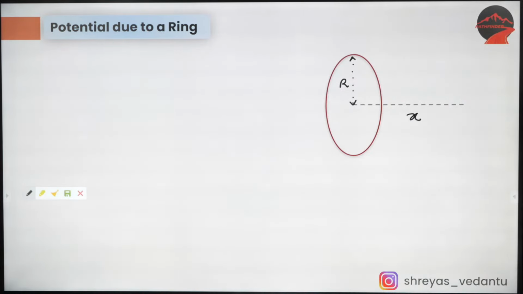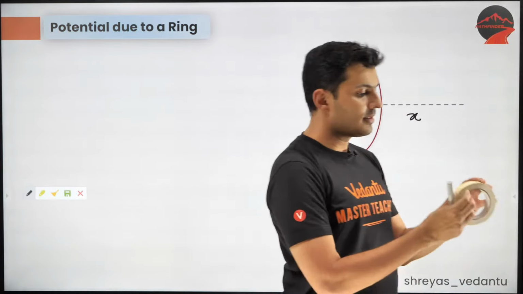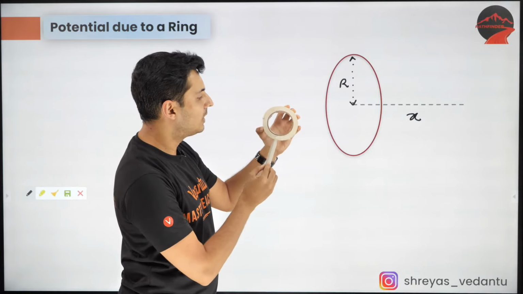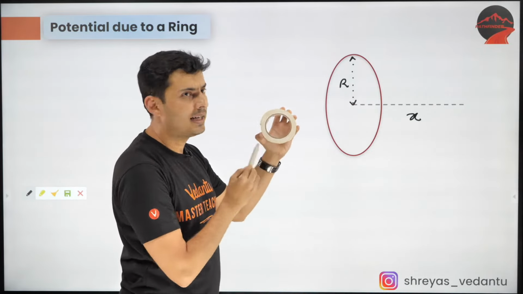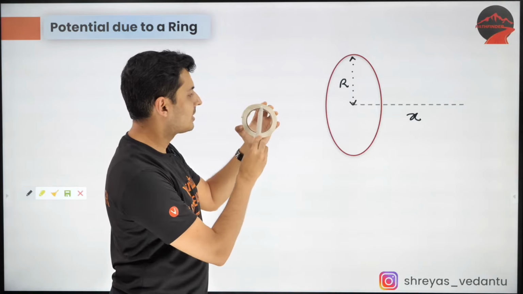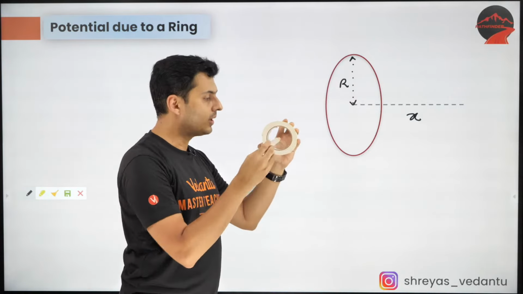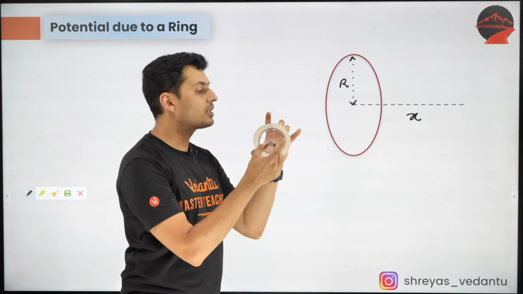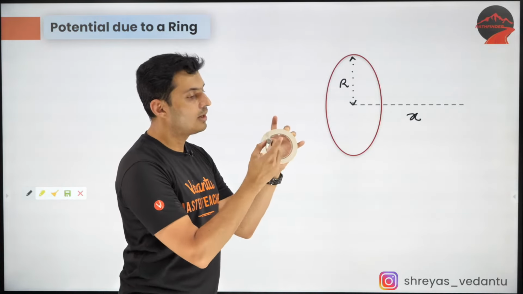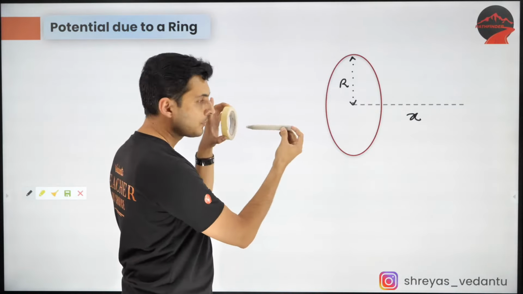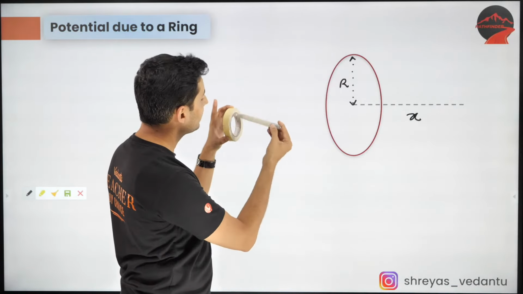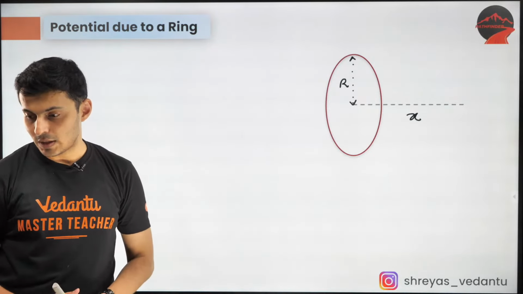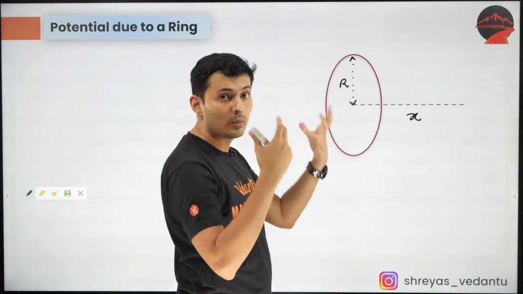I'll just tell you what I have done. So, imagine this is my ring. I divide the ring into dq charges. How many charges? Infinite charges. Each dq charge will create a potential on its axis. This is the axis. So each dq charge on the ring will create a potential over here. I hope you can visualize that.